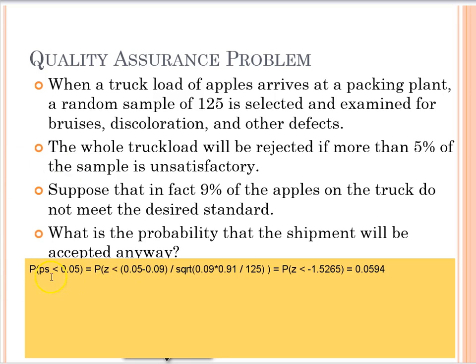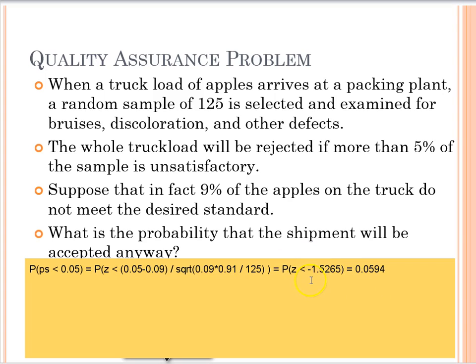So we can standardize this sample with the z-score, assuming a mean of 0.09, because we know the true proportion of bad apples is 0.09. And then we can find the standard deviation. The standard deviation of the proportion is just the square root of the proportion of good apples times the proportion of bad apples, divided by the number of apples that we've sampled. So this is our standard deviation, and this whole thing gives us our z-score, which is negative 1.5265.